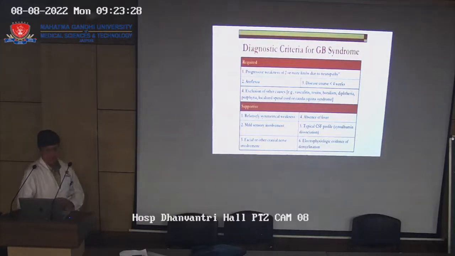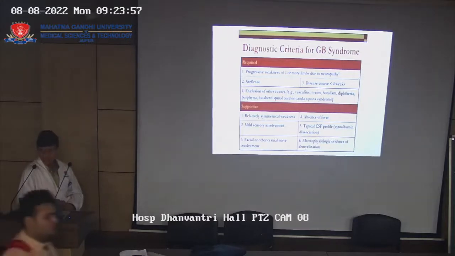The first is the weakness, second is areflexia, third is disease duration less than 4 weeks, and fourth is the exclusion of other causes. But apart from these 4 required diagnostic criteria, there are certain supportive criteria also. First, relatively symmetrical weakness. It is not necessary that in a patient of GBS you will get a perfect symmetrical weakness, but there may be a relatively symmetrical weakness also.